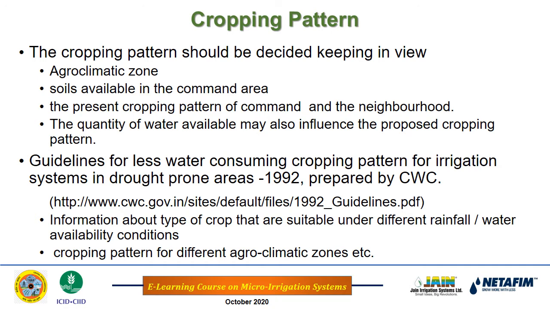CWC has come up with guidelines for less water consuming cropping patterns for irrigation systems in drought prone areas, and the link has been provided, which can be downloaded and referred to if you are in a drought prone area and need to plant crops that consume very little water. These guidelines provide information about the types of crop suitable under different rainfall and water availability conditions, and cropping patterns for different agroclimatic zones.